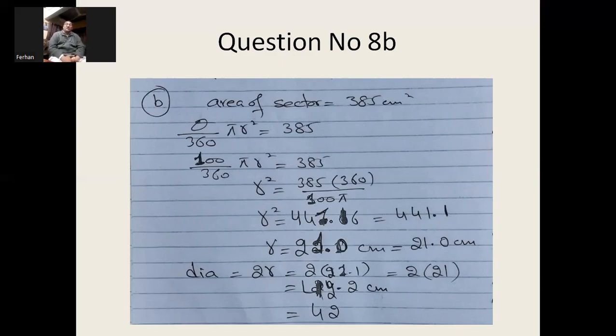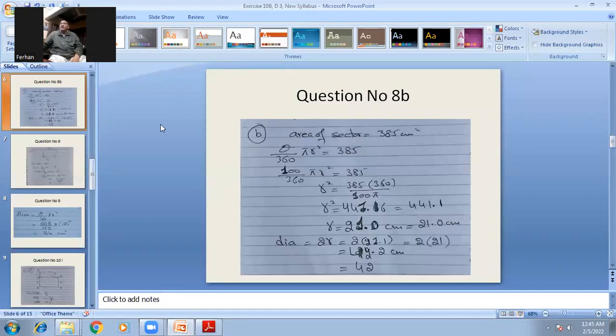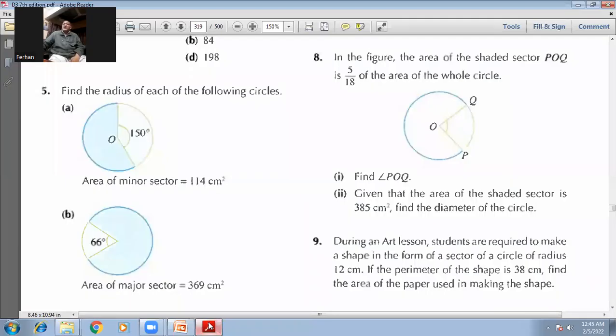Then the actual question was, what is the diameter of this circle? So the diameter, you know, is 2 times the radius. So 2 multiply 21, that will be 42 centimeter. So this is how you will find the radius from the given information. Okay, so I hope that you understand this question. I have already checked the answers of this question with the book. They are good. But make it your habit to check the answers.